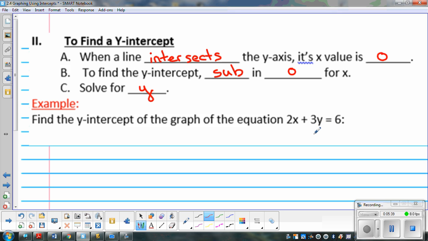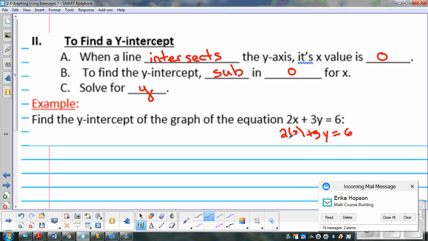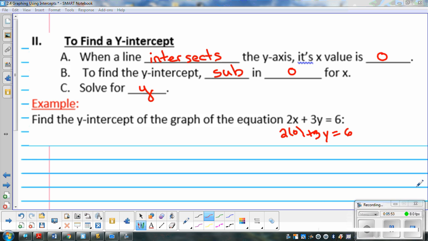So in order to find the y-intercept, we want to keep the y term, but it's the x that we are going to make 0. So when we go about solving that, we have 2 times 0, which is 0. Okay, so we know that anything times 0 is 0, so that whole term is gone. So we are simply left with the easy one-step equation to solve, 3y equals 6.